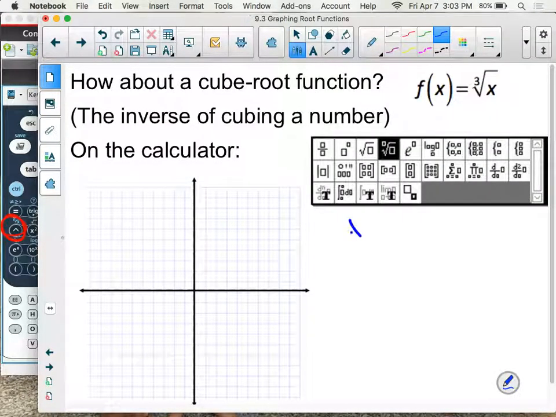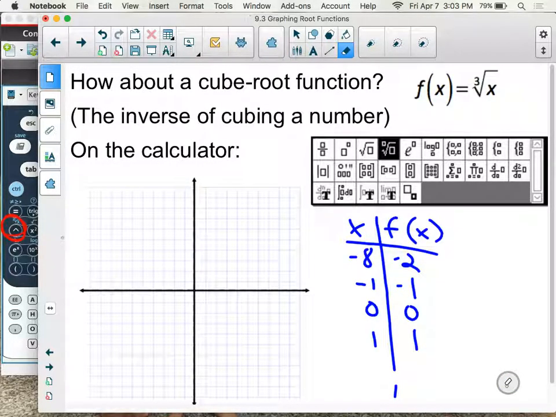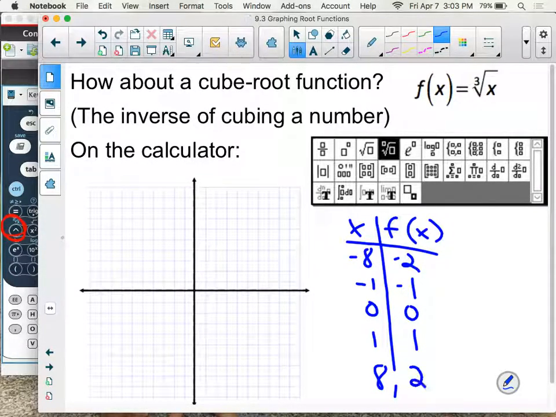So on our table for the x and the functions, we'll take like -8, -2, -1, -1, 0, 0, 1, 1, 2, 8. Oh, not 2, 8. Going cube root. So 8, 2. So plotting some of those points, we got -8, -2, -1, -1, 0, 0, 1, 1, 8, 2. And again, connect them in a nice, smooth kind of curve.